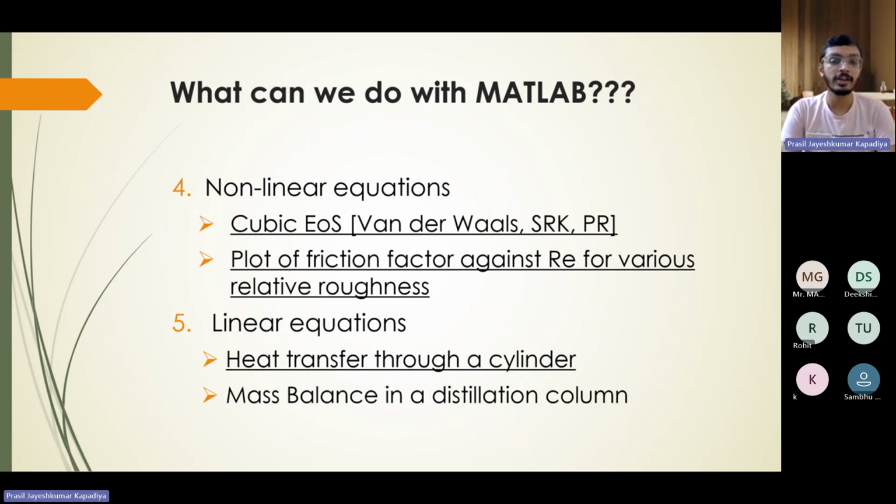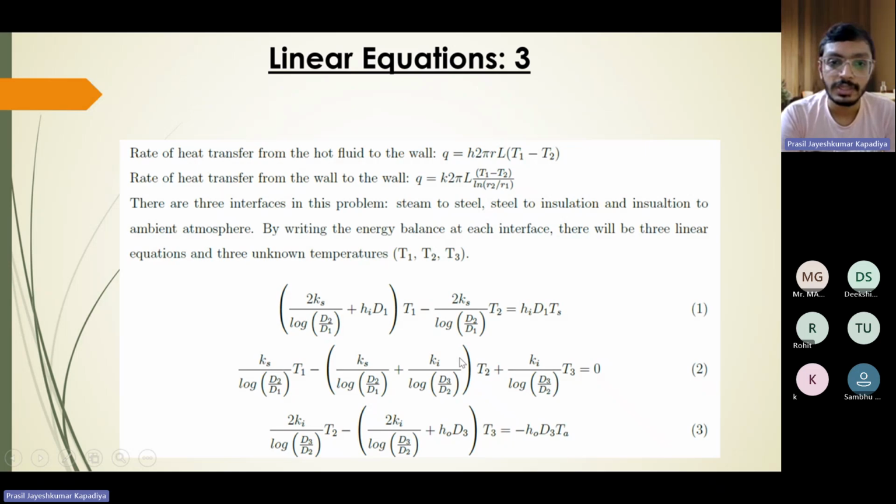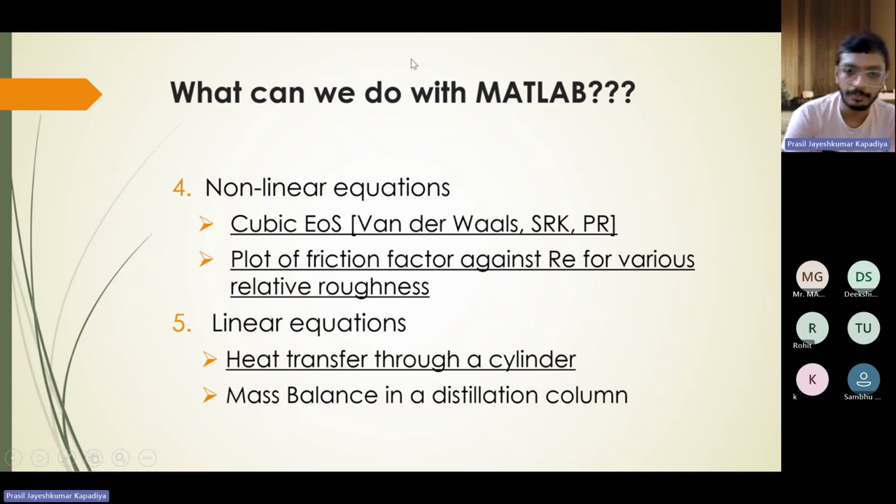And one other example is heat transfer through a cylinder that you have already studied in your heat transfer course. Let's say when there is convection from hot fluid to the wall, it is h into 2 pi r L into delta T, so h into 2 pi r L into T1 minus T2. Then wall to wall conduction is this kind of equation. And let's say you want to solve these equations for temperatures. These equations are linear equations, so this is something you can also solve using MATLAB.